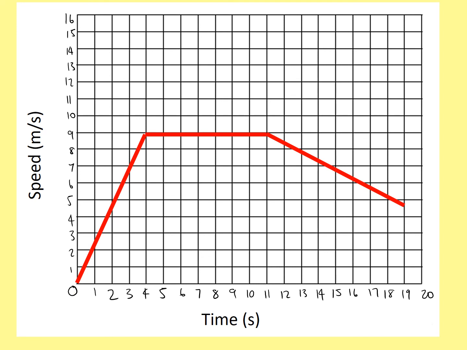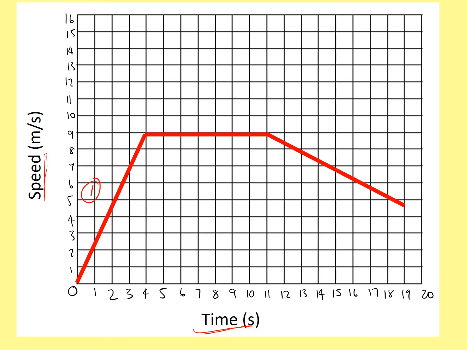Now we're going to look at a speed time graph. So these axes are different. This is speed on the y-axis and time on the x-axis. If we have a speed time graph, a straight line like this one in section 1 shows acceleration. That shows an object increasing its speed.